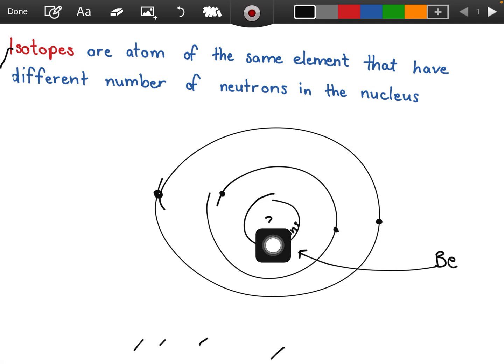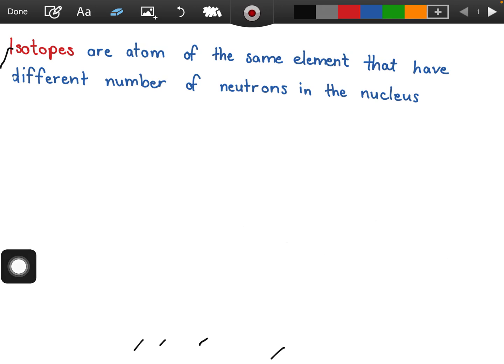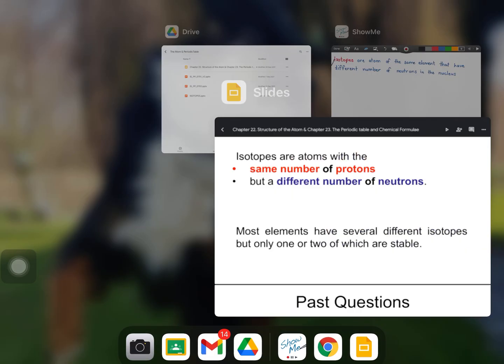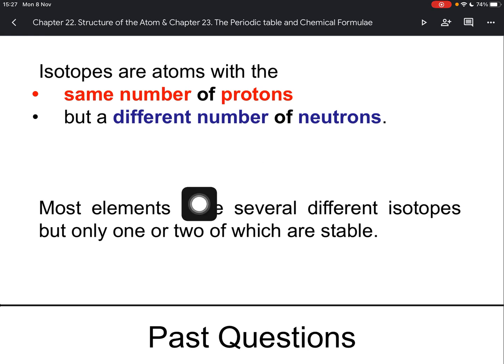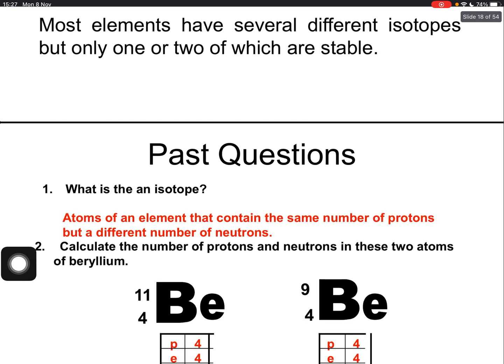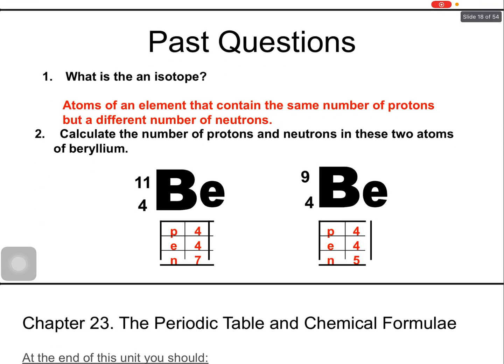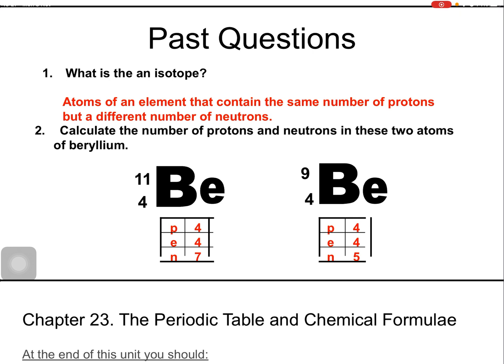If beryllium had an isotope, it would still have the same number of electrons and protons, but it's the neutrons that are changing. So that is another way we can talk about isotopes: they have the same number of protons but a different number of neutrons. Whichever one you prefer to learn is perfect. So here is beryllium. See here, both berylliums have 4 protons, so they have 4 electrons, but they have a different amount of neutrons.